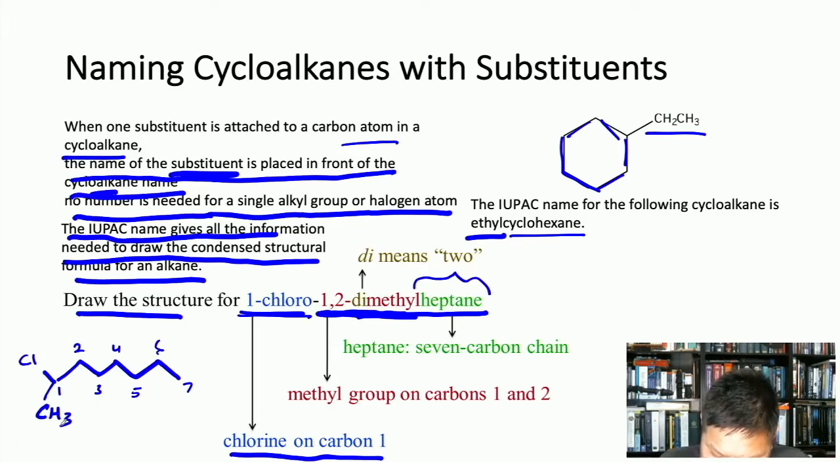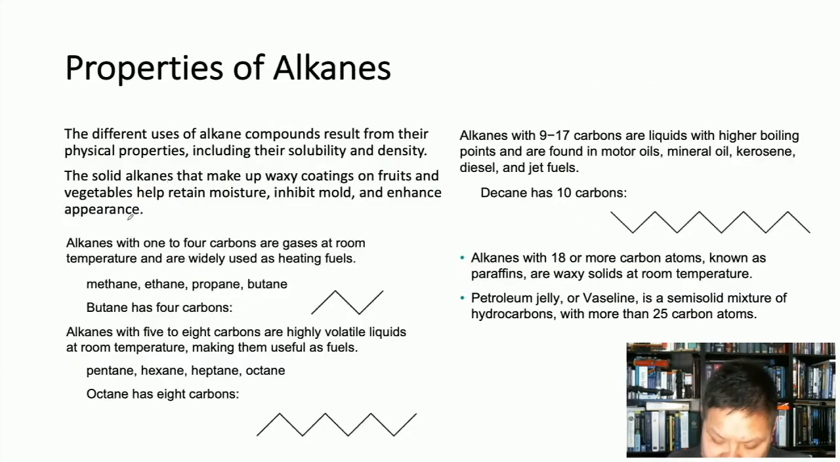So I'll go ahead and just erase that because now you know that that's supposed to be a CH3. And then on the second carbon, there's also another methyl group. Because remember, it's dimethyl. Di means 2, right? So in organic chemistry, it's super easy to draw out a structure using the name because the name tells you where everything is. The properties of alkanes actually help us determine what we use them for.